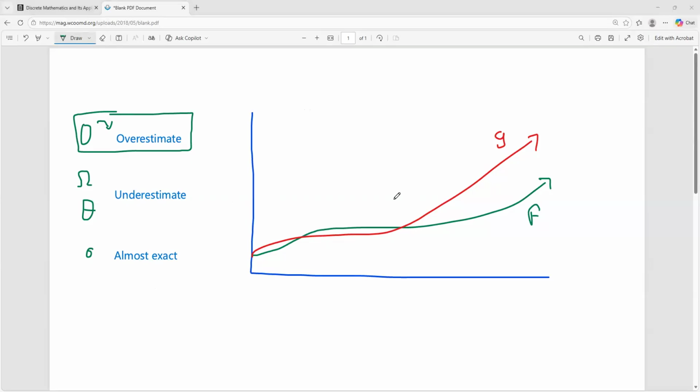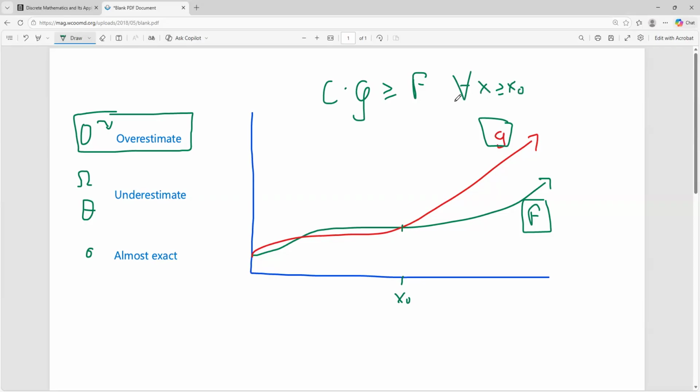So now let's get to the actual concept itself. We always want to bound a function. So here we have f as a function. The idea of big O is we want to find the function g such that from some starting point, let's call this starting point x0, some constant c times g is always going to be greater than or equal to f for all x greater than or equal to x0. This is basically saying from x0 onwards, some constant times g of x is always going to be greater than or equal to f of x.